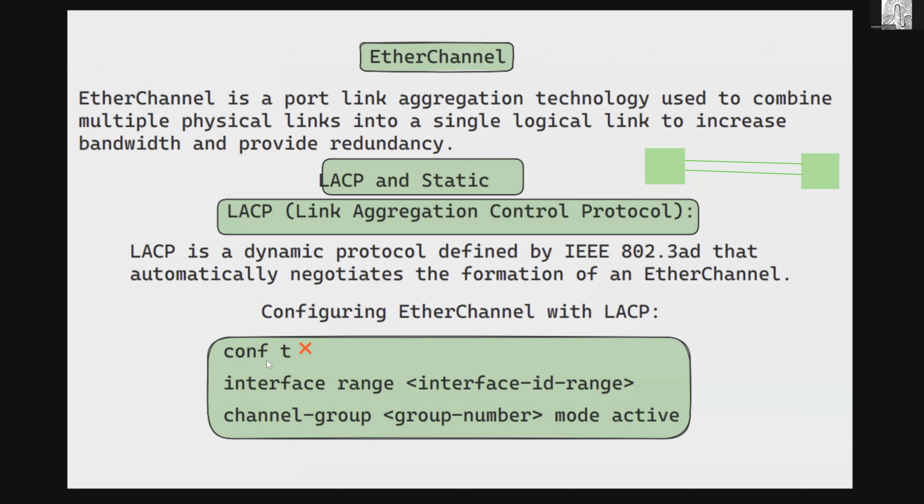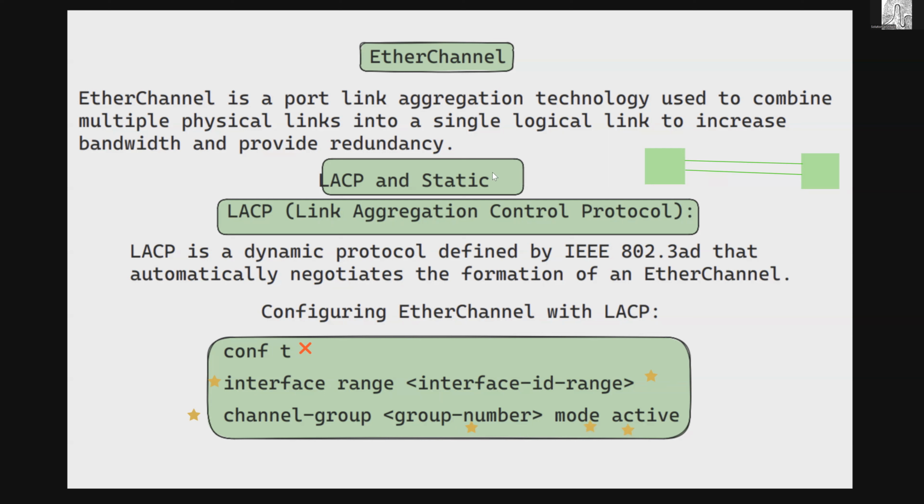You can see the range command. And then you can run the command like interface range. First of all, go to the interface range command, and then channel group. What's the number you want to assign? 1, 2, 3, 4, 5, 6, 7, whatever number.